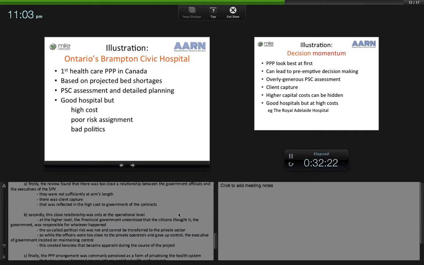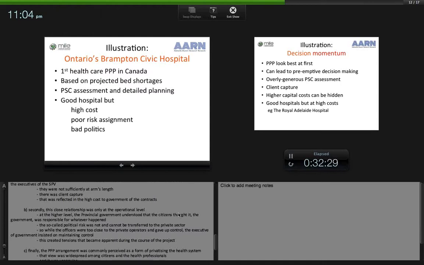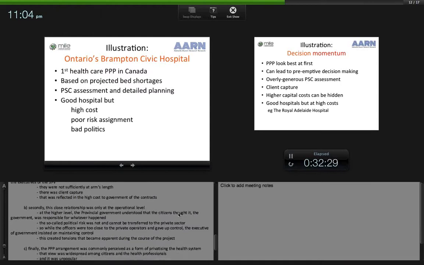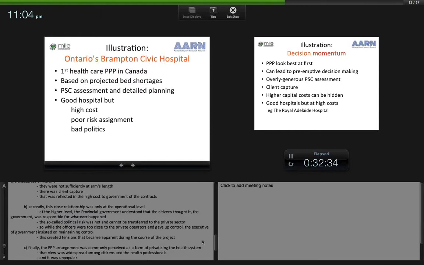Secondly, this close relationship was only at the operational level. At the higher level, at the level of the provincial government, it was understood that the citizens thought the government was responsible for whatever happened. The so-called political risk was not and cannot be transferred to the private sector SPV.